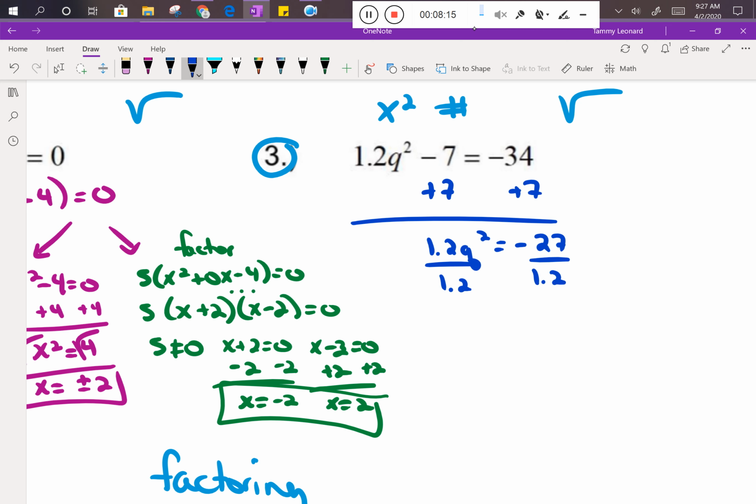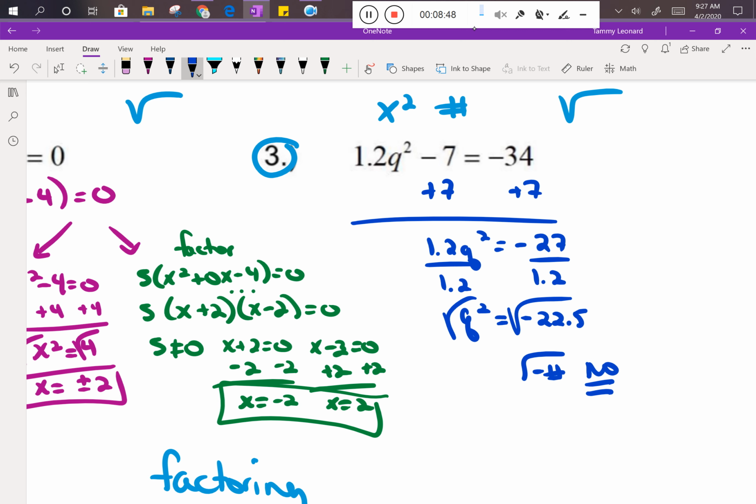And I don't know about you, but I'm definitely going to need a calculator to do that. So I'm going to grab my calculator. I'm going to take negative 27 and divide it by 1.2. And I get that q squared is equal to negative 22.5. So then I go to take the square root of both sides. And if this video had a soundtrack, we would hear a record screeching right now because we have an issue. We can't take the square root of a negative number.